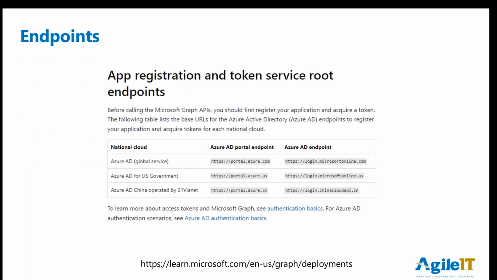So first off, and I provide a link here at the bottom. Pretty simple to see that for Azure AD, and that's the thing. We talk about Azure Commercial, which is also Azure Global Services. So this is the traditional portal.azure.com, stick in a credit card, pay Agile IT to do licensing, whatever. This is the endpoint that your applications are going to look for. One is the portal where you log into, and the other one is the endpoint.